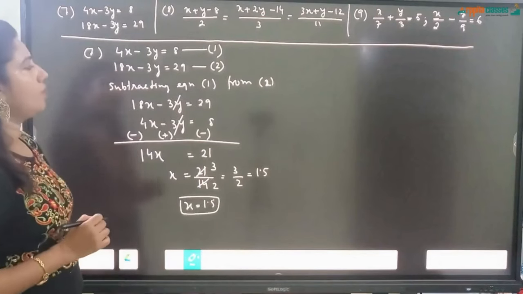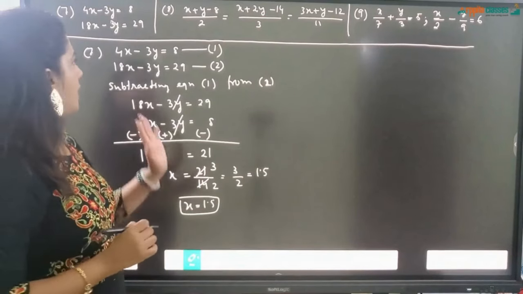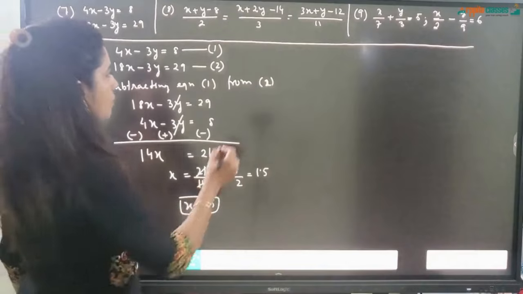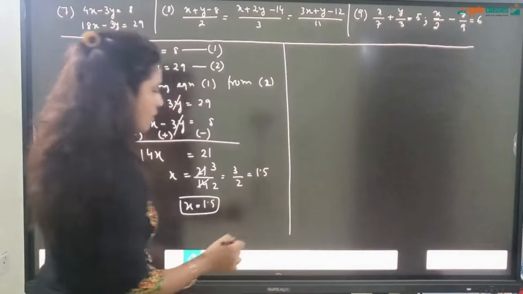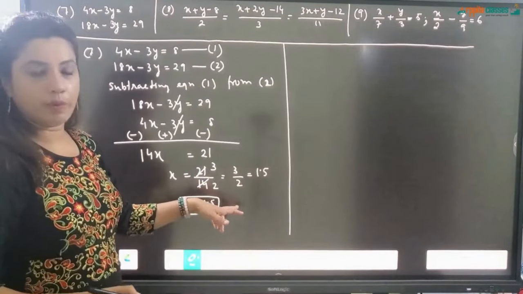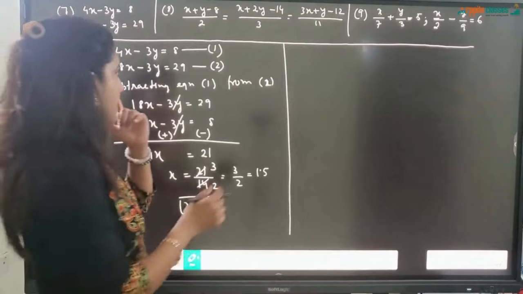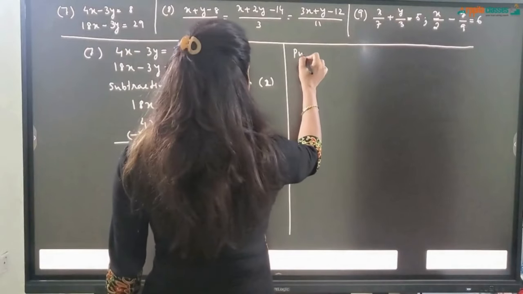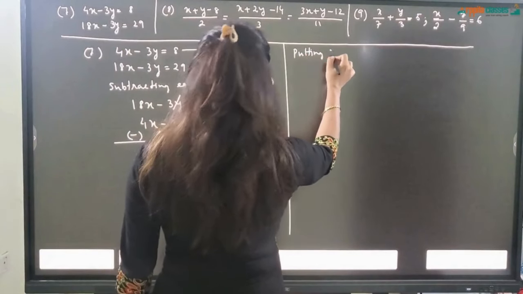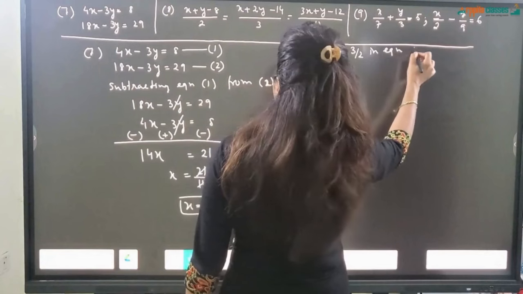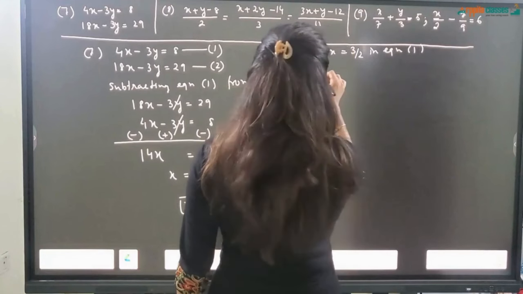Now to get the value of y, you can put this value in equation 1 or equation 2. I will put it in equation 1. And I will take the value of x as 3 by 2. Because it's always easy to calculate with a fraction rather than with the decimals. So putting x is equal to 3 by 2 in equation 1.